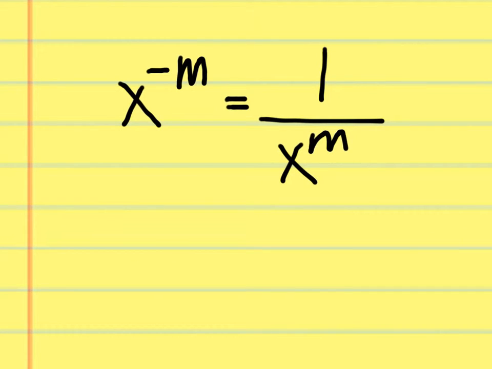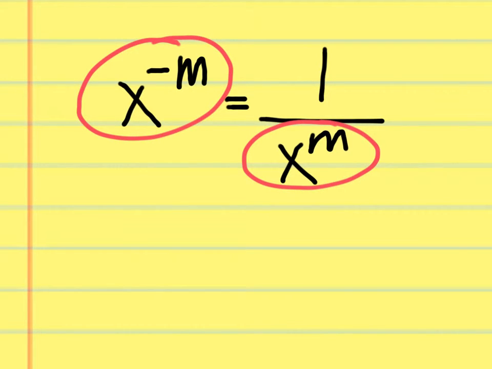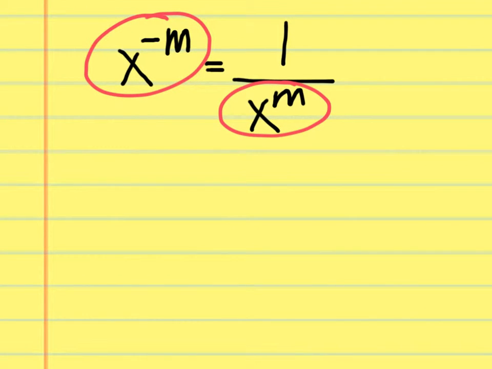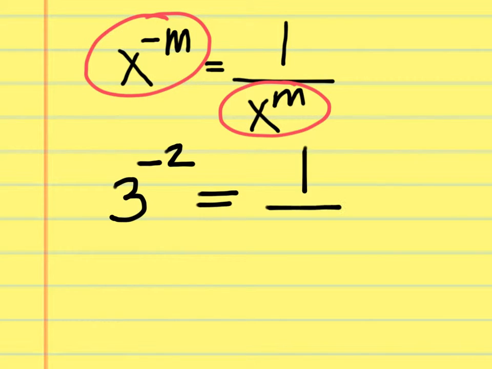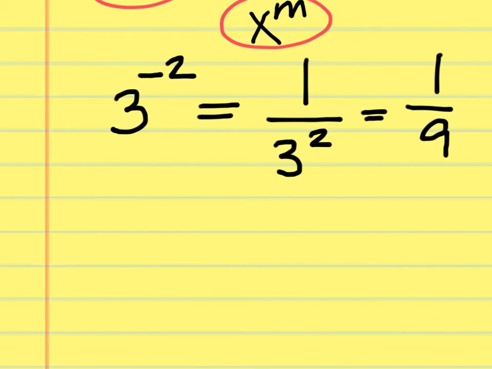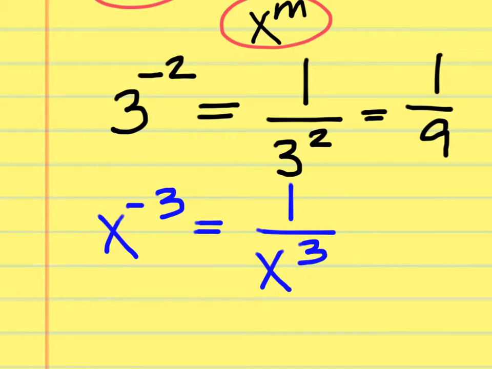If I had x to the negative m power, that's the same as 1 over x to the m. The negative exponent must be taken away. And the way you do that is by moving whatever it's on to the bottom of a fraction and changing the exponent to positive. So for example, if I had 3 to the negative 2 power, that's the same thing as 1 over 3 squared, which is 1 over 9. If I had something like x to the negative 3, that's the same as 1 over x to the third.